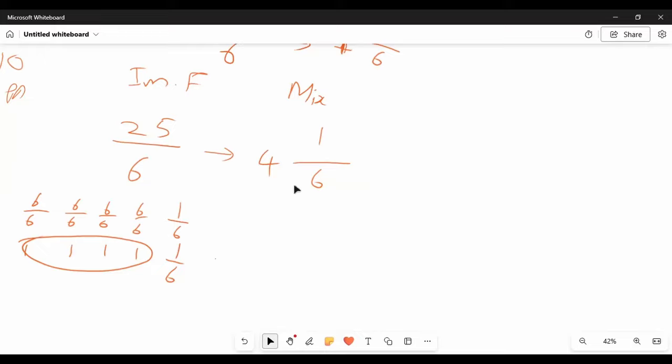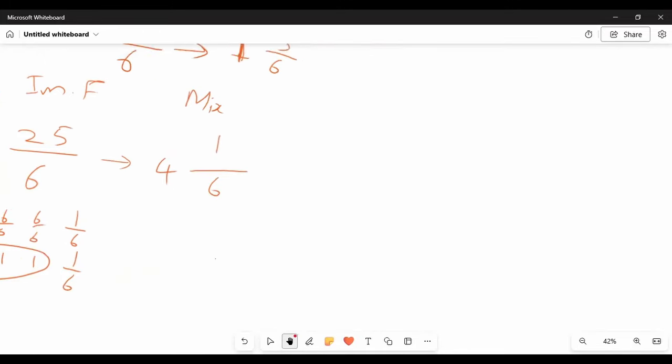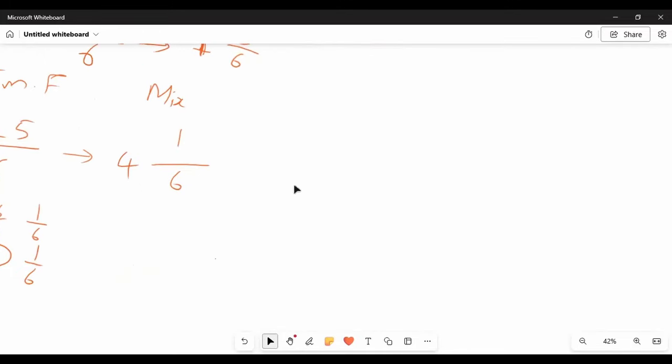Now I'm going to give you the same question the other way around, vice versa. For example, let's say we have 5 wholes and 2 over 5. Here 5 is the whole, 2 is the numerator, and 5 is the denominator. Now tell me, if I ask you to convert this mixed number to improper, what would be the answer?